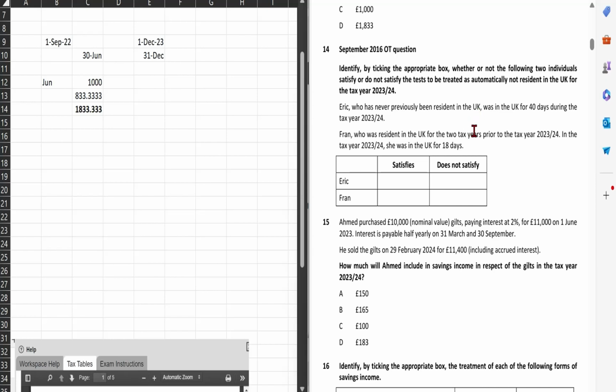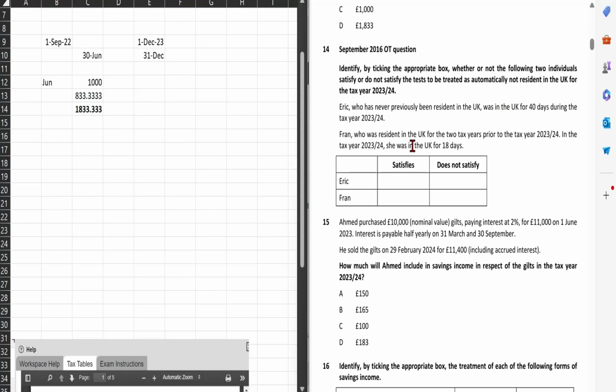She was in the UK for 40 days during the tax year 23/24. Obviously, with the second condition, the condition was living less than 46 days in case of no employment, as they don't talk about any employment. So we will assume she has no overseas job, and she is living for 40 days, which is less than 46. So it satisfies the condition to be considered non-UK resident.